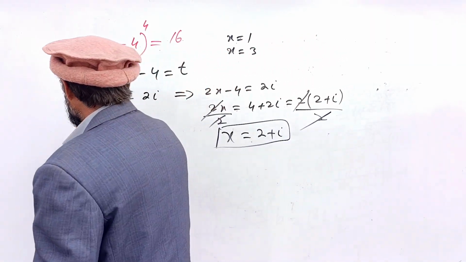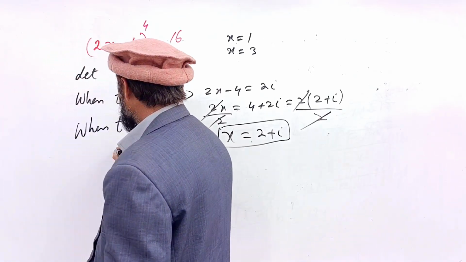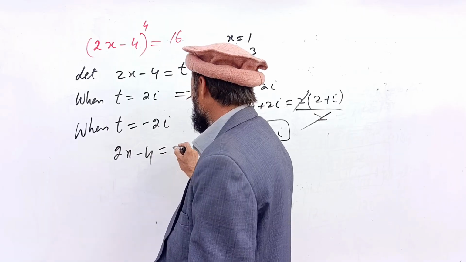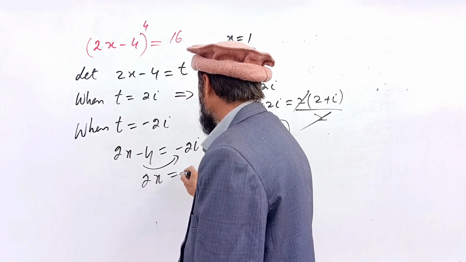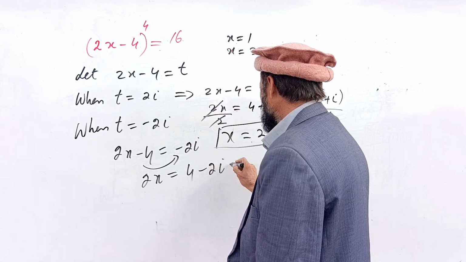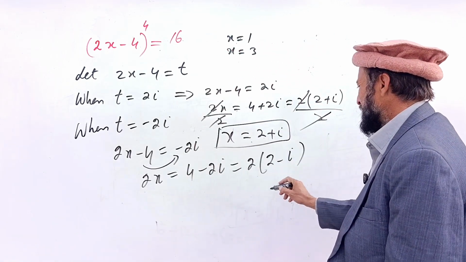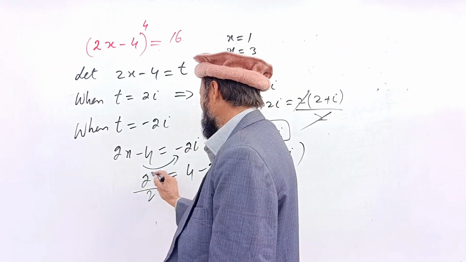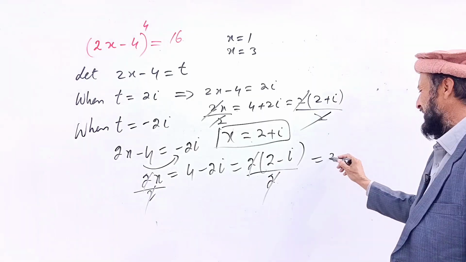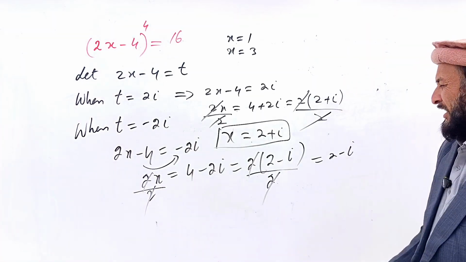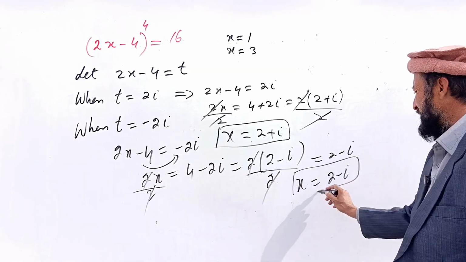Similarly, when t is equal to minus 2 iota, 2x minus 4 is equal to minus 2 iota, and 2x is equal to 4 minus 2 iota. 2 is common, so (2 minus iota). Dividing both sides by 2, we get the answer x is equal to 2 minus iota, which does not belong to the real numbers.